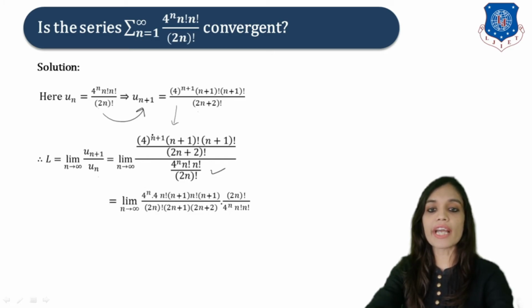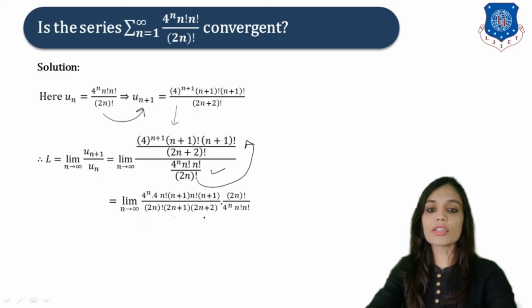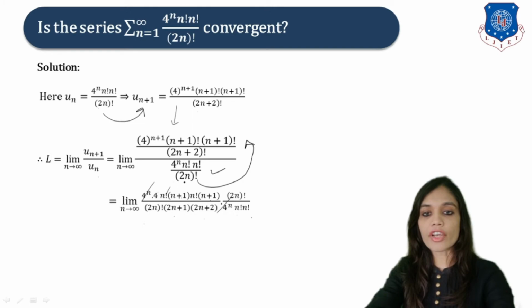On simplifying you will get 4 raised to n into 4. We can write n plus 1 factorial as n factorial into n plus 1. Similarly, this can be written as n factorial into n plus 1. This will go in the numerator. Here will come 2n factorial. Next, this can be written as 2n factorial into 2n plus 1 into 2n plus 2. This will remain as it is, 4 raised to n into n factorial into n factorial. So, what is getting cancelled out? These two will get cancelled out, n factorial will get cancelled out, 2n factorial will get cancelled out.